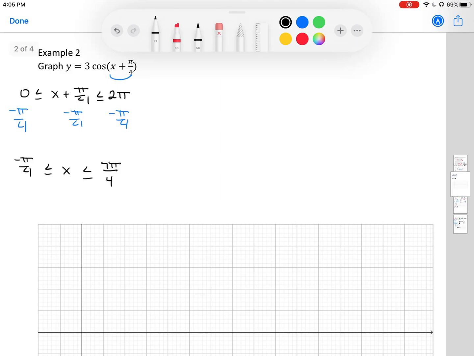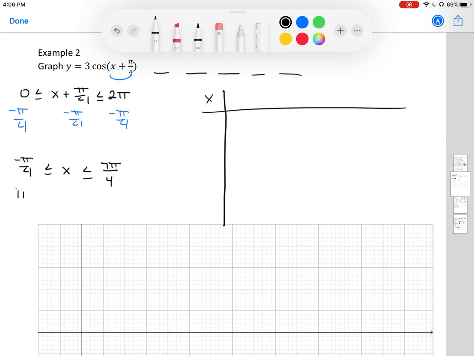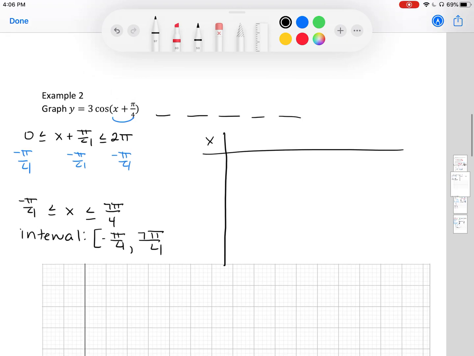Okay, we want to find our 5 points. 1, 2, 3, 4, 5. So that we can use our chart to work our way around creating this graph. So we know our interval is between negative pi over 4 and 7 pi over 4. So that's our first and our last point. Negative pi over 4 and 7 pi over 4.